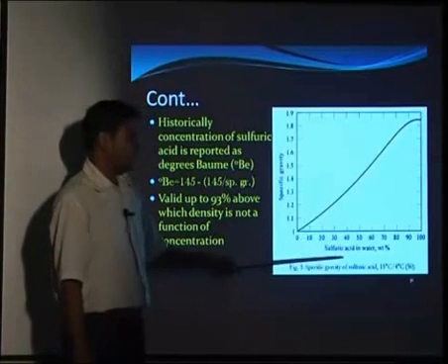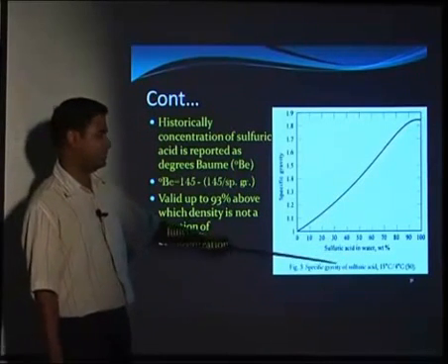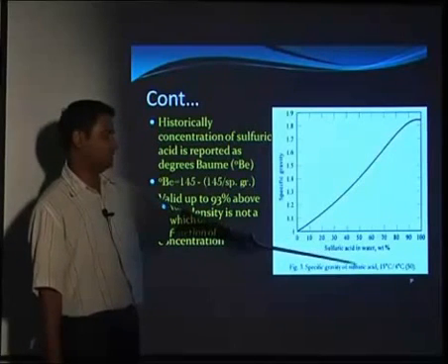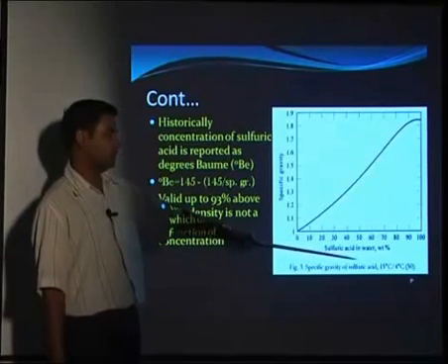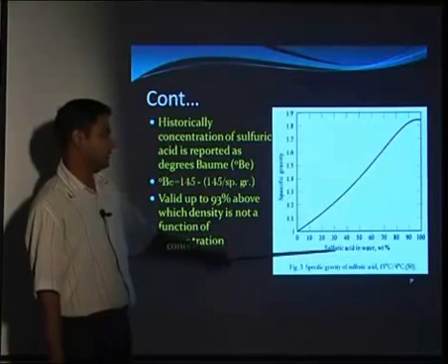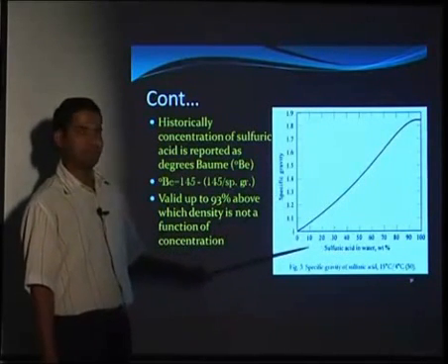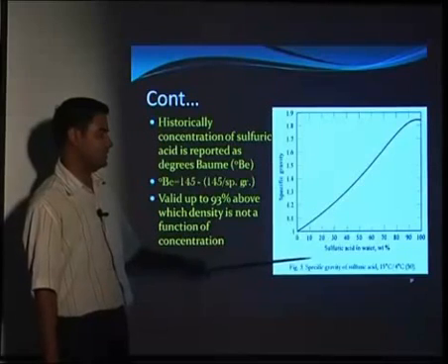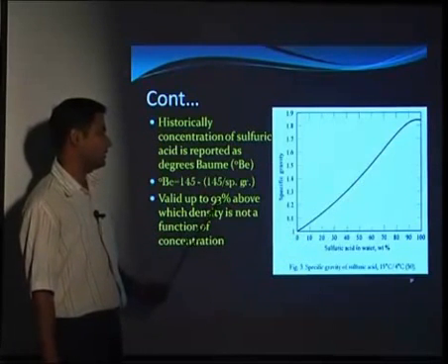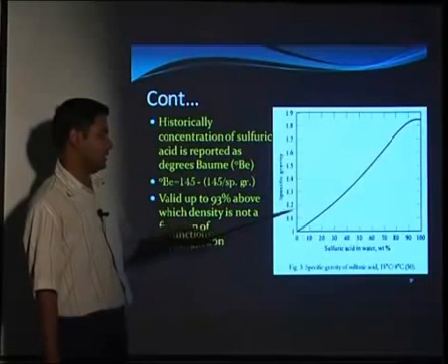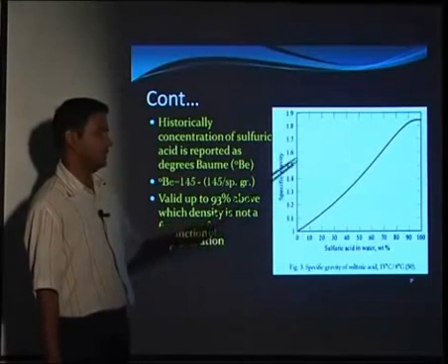If we see the graph, it is sulfuric acid in water, weight percentage, at 15 degrees Celsius over 4 degrees Celsius. Here, for sulfuric acid in water, specific gravity versus weight percentage is linear up to 93%, and above which it's non-linear. So at this percentage, we can find out the specific gravity from this graph.